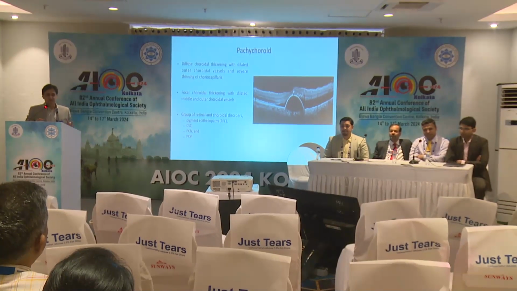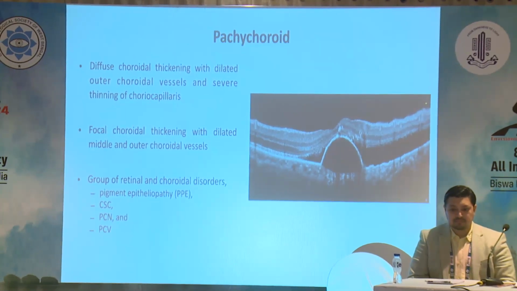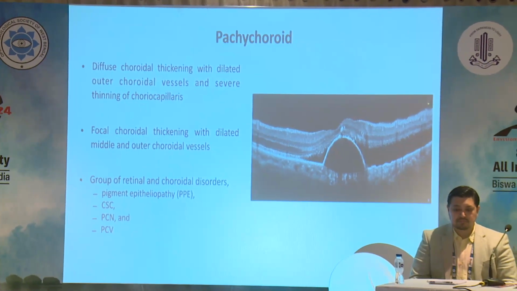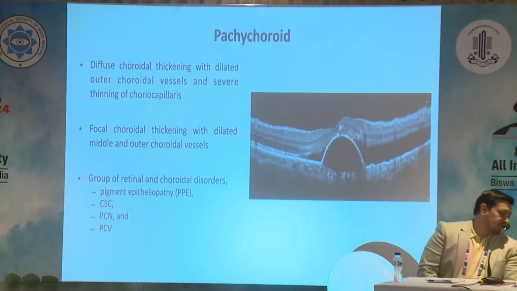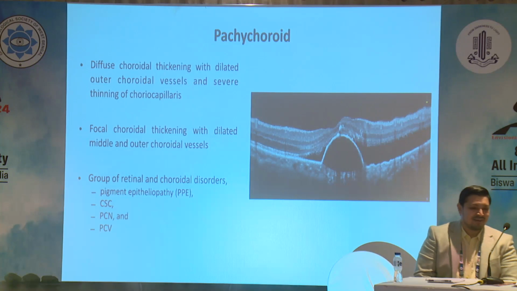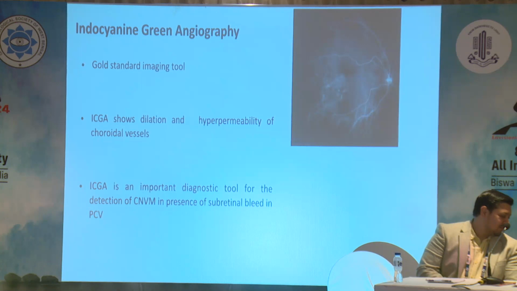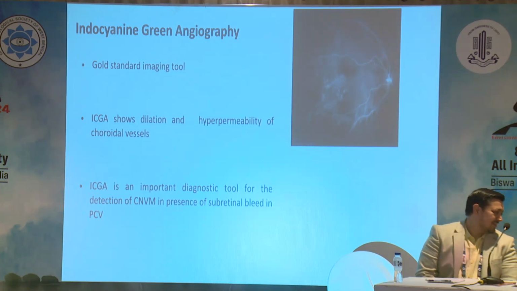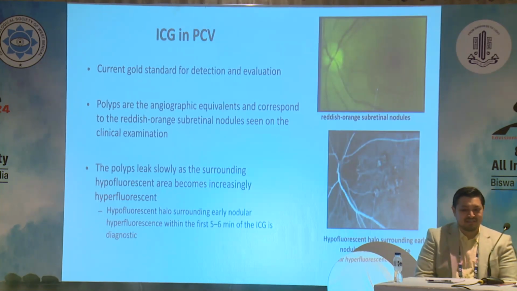PCV is now part of a group of disorders known as pachychoroid, which involves diffuse thickening of the choroid or of the choroidal vessels, or a focal thickening with dilated middle and outer choroidal vessels, and severe atrophy of the overlying choriocapillaris. So ICG was the gold standard for detecting polypoidal lesions, and they are seen as hyperfluorescent hotspots, and gradually the hyperfluorescence increases. Sometimes there is a hyperfluorescent area present around the nodules.